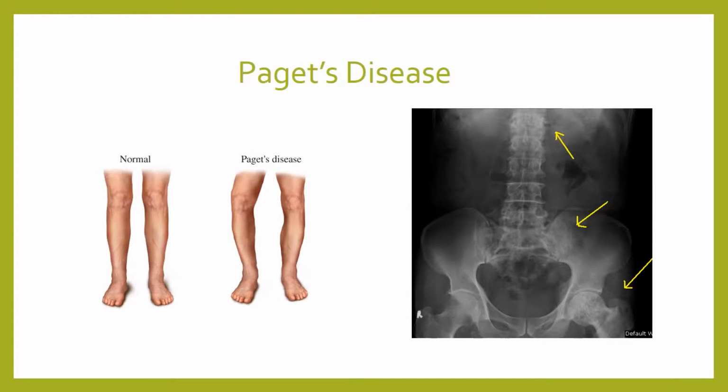On the left-hand side of the screen, there's a comparison of normal bone versus Pagetic bone. A person with Paget's disease may have deformities of their lower extremities, such as bowing out of the legs, as in this case. And then the picture on the right is Paget's disease of the spine and pelvis, and it is currently in the osteoclastic stage where the bone has not been replaced yet.